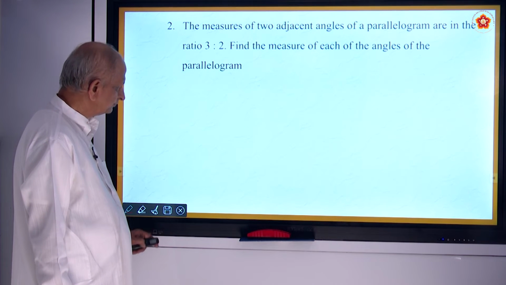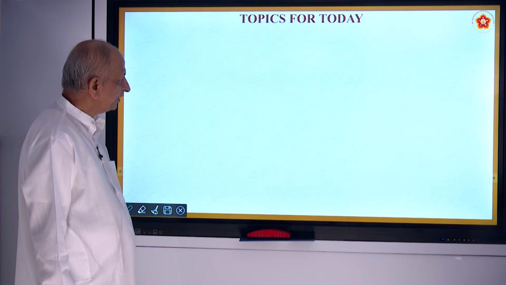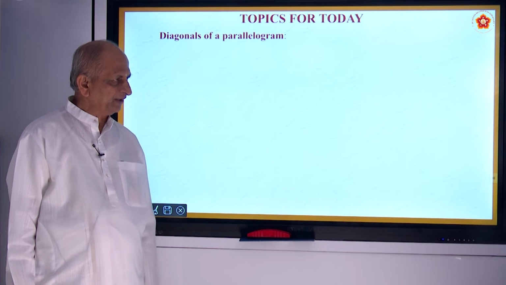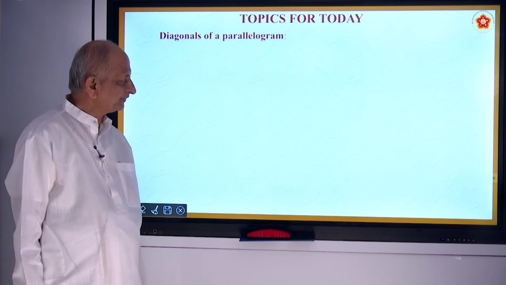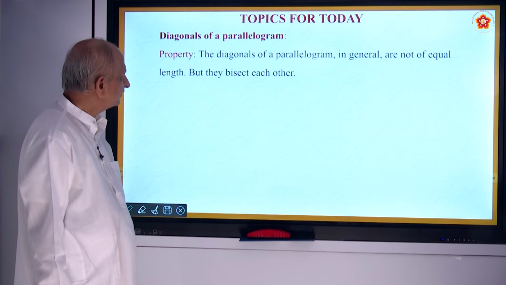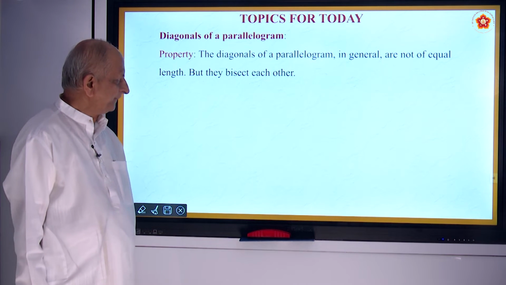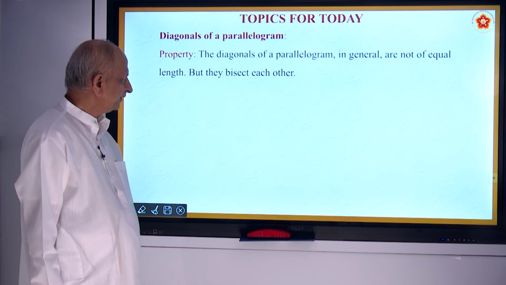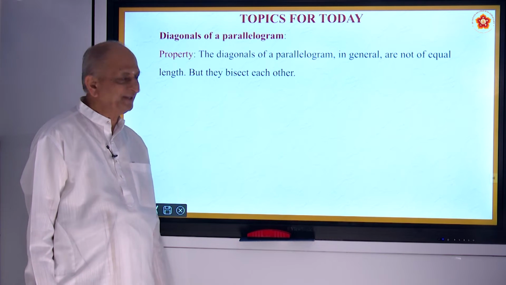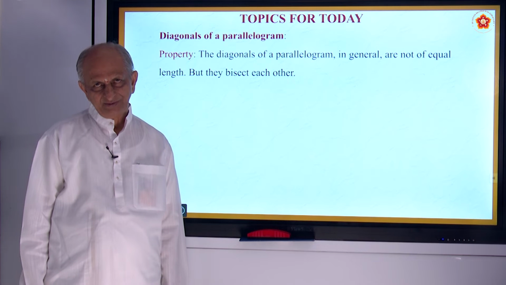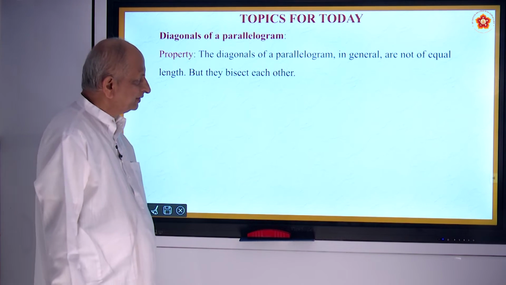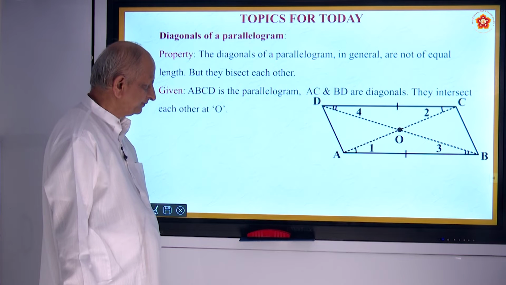Noted? Very nice. So today's topic is one more property of a parallelogram: the diagonals of a parallelogram are not of equal length, but they bisect each other. They bisect each other. What do you mean by bisect? They cut at equal lengths.